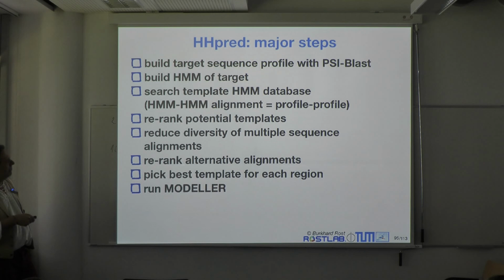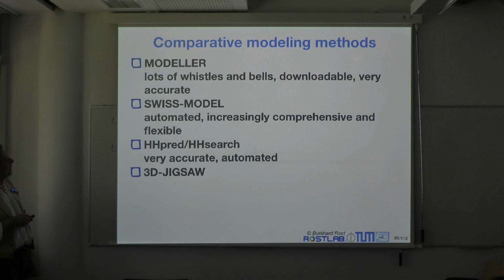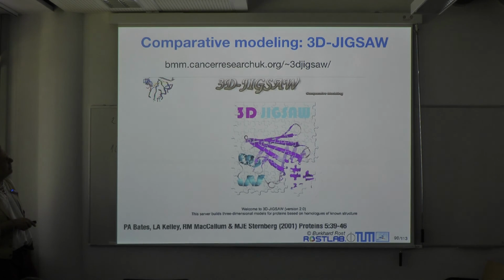It still picks the best template, and at this point you see immediately the similarity of a method that HHpred casts at various instances, and at the end of the day, at the most important point, it says run Modeller. So we're back again to the same story. So really the big difference comes in the alignment here. 3D-Jigsaw, from Paul Bates and Michael Sternberg.